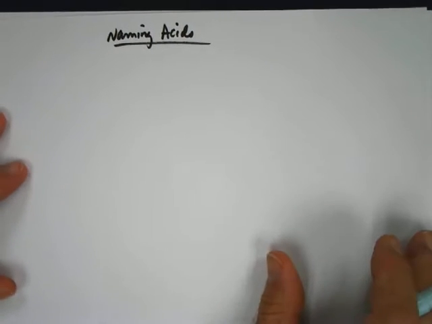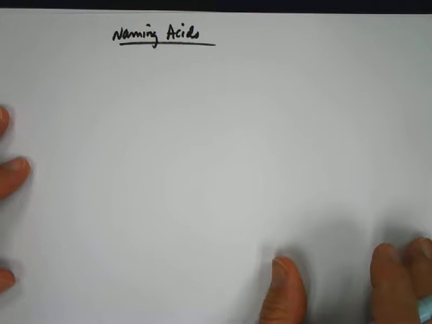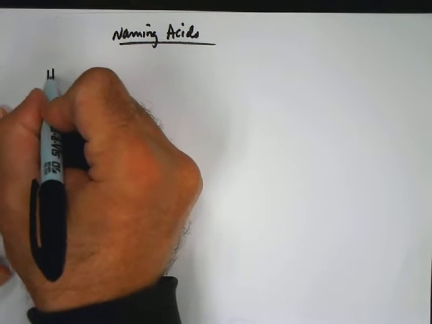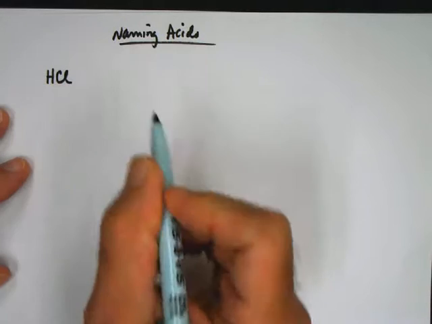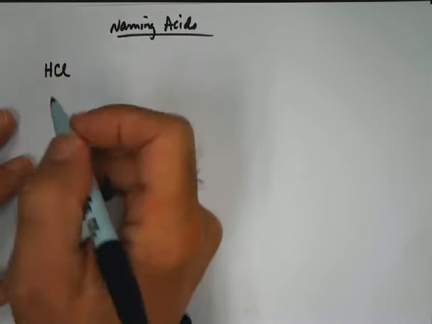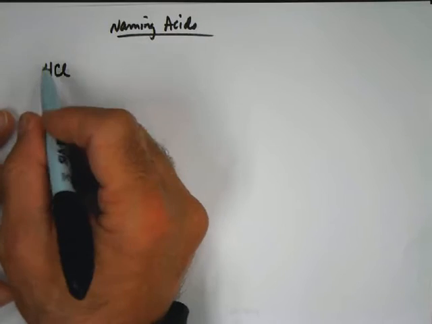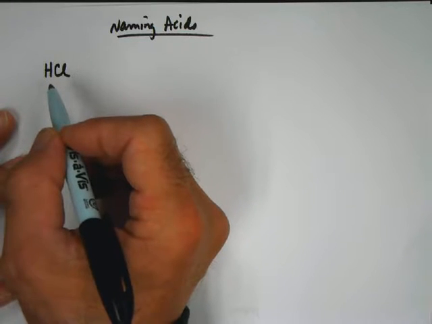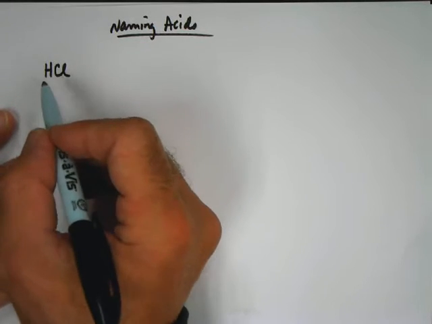Very common acid. We've used it already in class at the beginning of the year. We can tell it's an acid because it has H as the first term. That's a good indicator right there. And we're going to name it as an acid, assuming that it's dissolved in water. If it was a gas, we wouldn't name it as an acid necessarily. But if it's dissolved in water, we would.